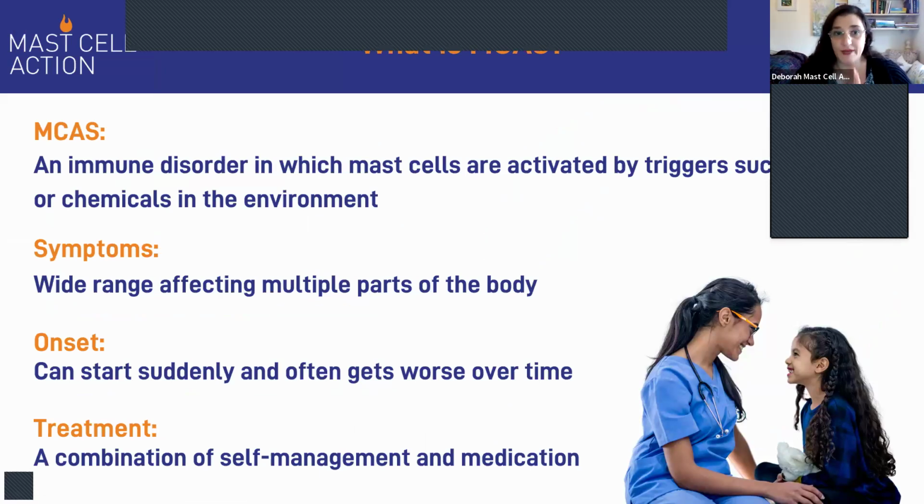It's an immune disorder, basically, and the mast cells in our body are activated by triggers that they shouldn't be activated by, such as foods or things in our environment. The symptoms affect multiple parts of the body. It can start suddenly, or it can gradually get worse over time. And you might think, oh, I used to just be a bit sensitive to things, and now I'm really struggling. Some people are born with it, and they're really poorly from birth.